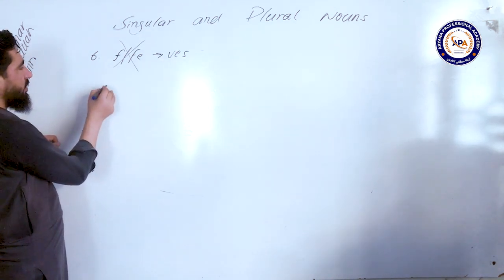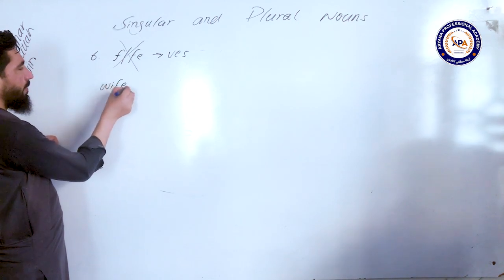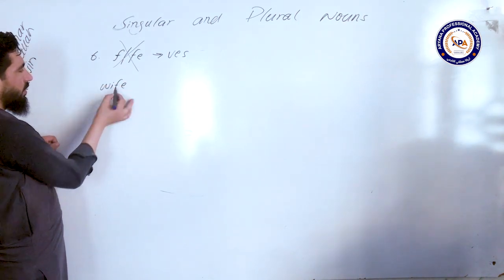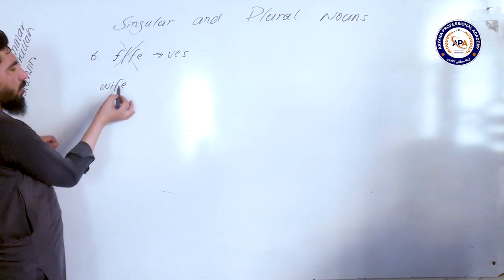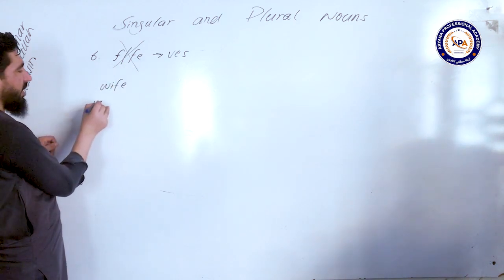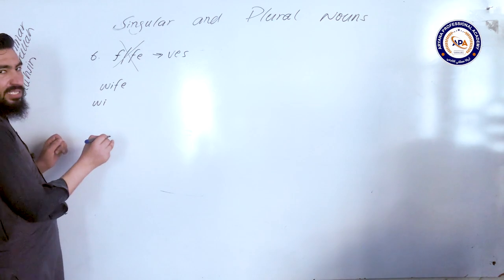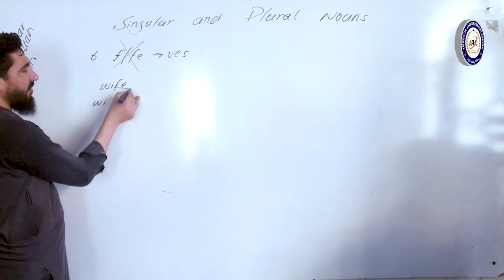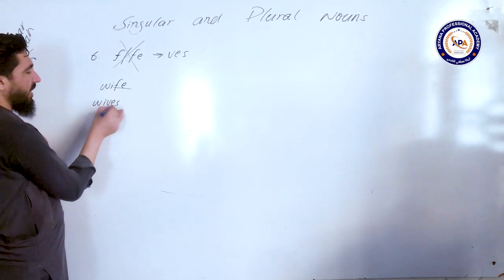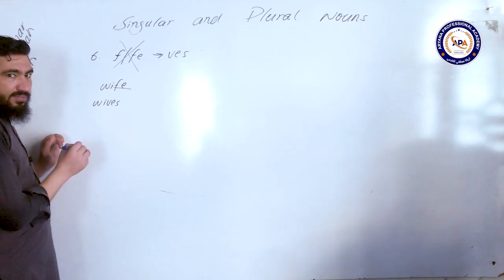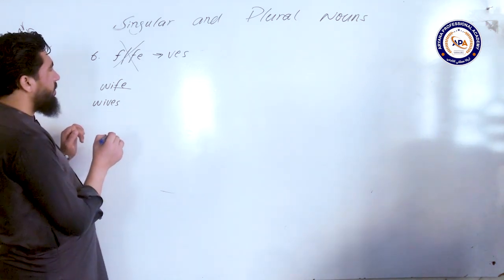For example, wife. The plural form is wives, and instead of FE, you have to write VES.